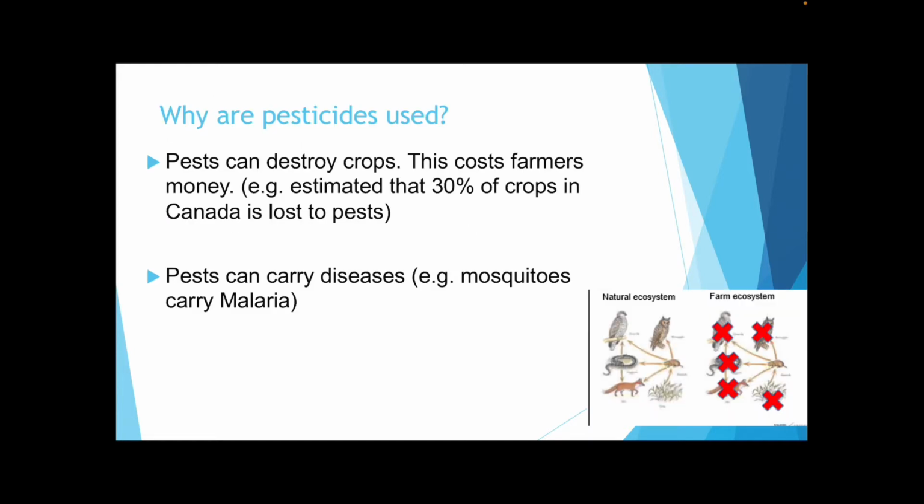Why are pesticides used? Well, the pests can destroy crops, and this can cost farmers money because they don't have any produce to sell. It's estimated that 30% of crops in Canada is lost to pests, and they can also carry diseases. So, for example, mosquitoes can carry a disease called malaria.